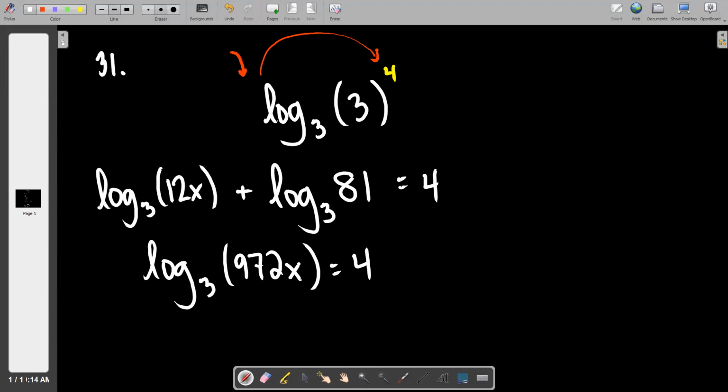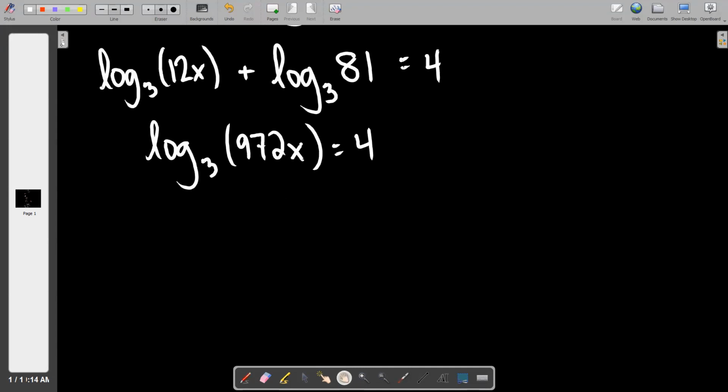So from here, you would just water cycle out problem 31. Might as well finish it since we're going. So we're going to hit it up. It's water cyclable now because everything is condensed into a single log equals a number. So 3 to the 4th is 81. So we have 81 equals 972x. And then we say it again.